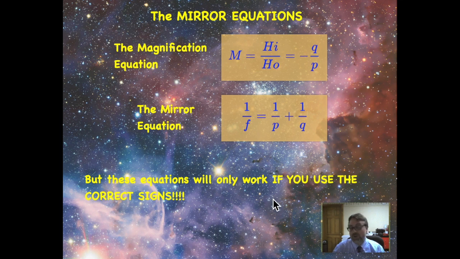But they only work if you use the correct signs, especially in the mirror equation. Knowing when to put in a negative value for the focal point or the image distance is incredibly important, or else this math won't result in the right answers. So the question is, where do these equations come from? Well, let's take a look at that.